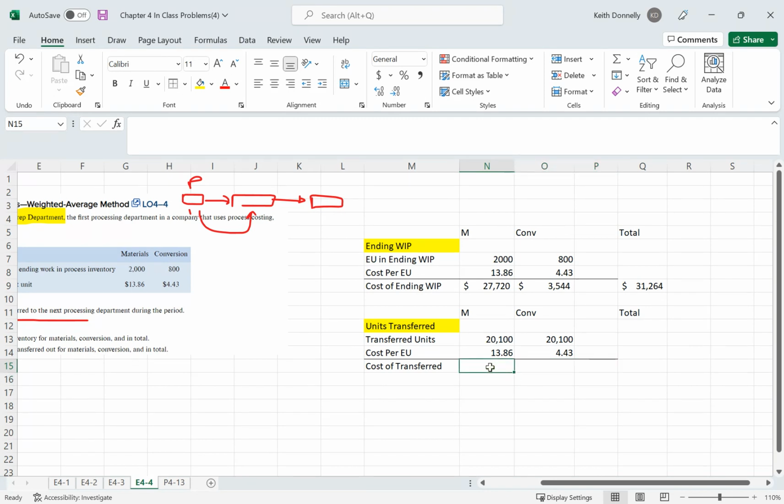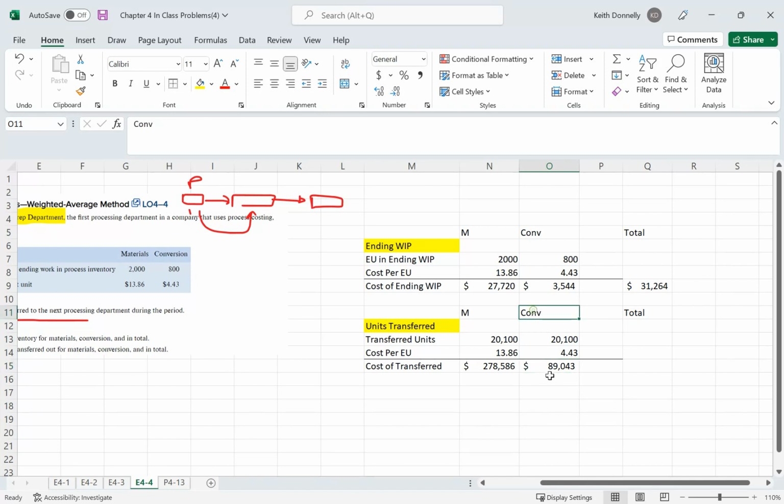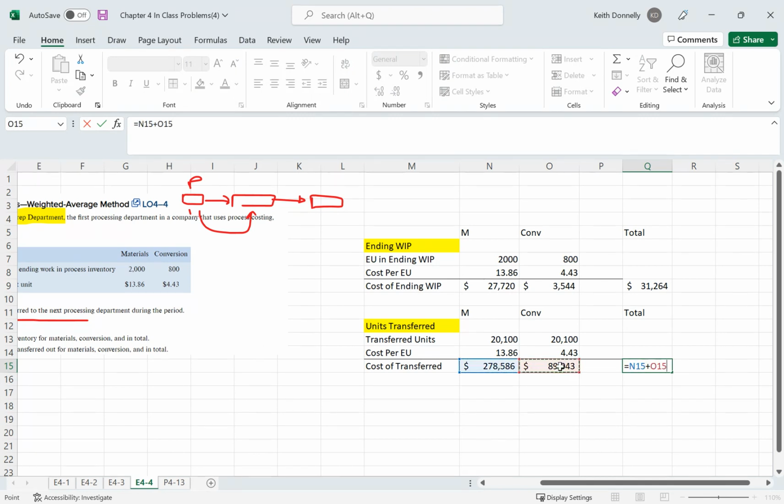So what we're going to do here is just multiply down. It looks like with regard to materials, the cost of the units that we transferred out were $278,586. With regard to conversion costs, they were $89,000. In total, if you were to add them together, we're looking at $367,000.